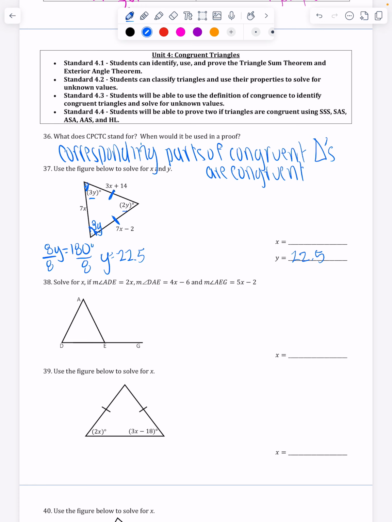Next up, because they're marked as congruent, you know that these two sides here equal each other. So I'm going to just go ahead and do 7x minus 2 equals 3x plus 4. All right, so I'm going to combine. I'm going to subtract 3x and 3x, and I'm going to get 4x. And then I'm going to add 2, and I'm going to add 2, and get 16. I'll divide by 4 and divide by 4 and get x equals 4.